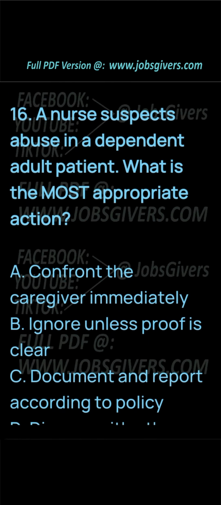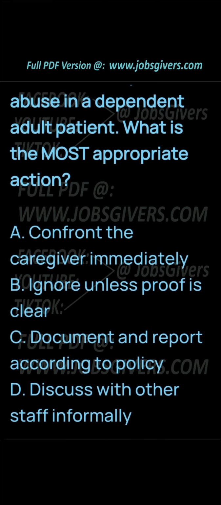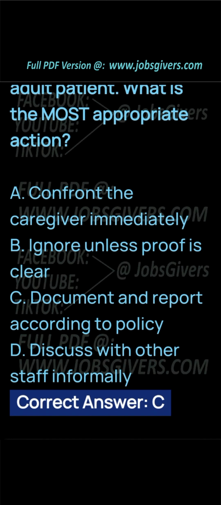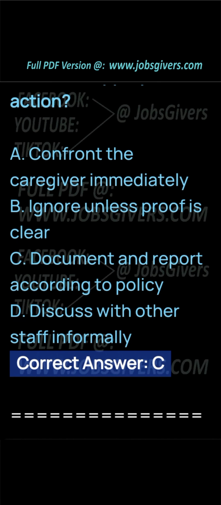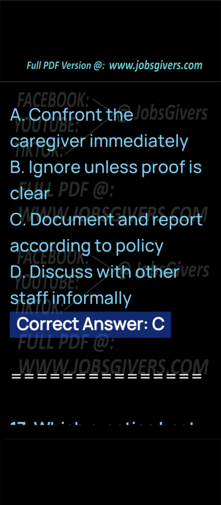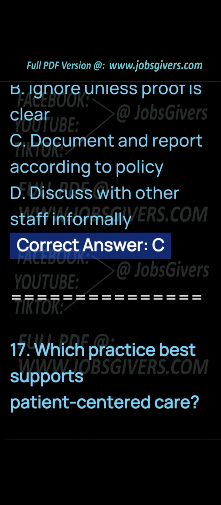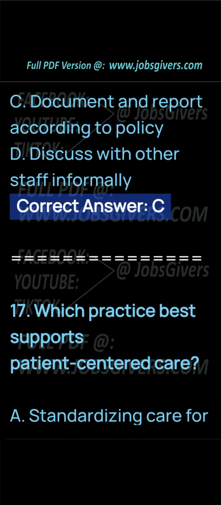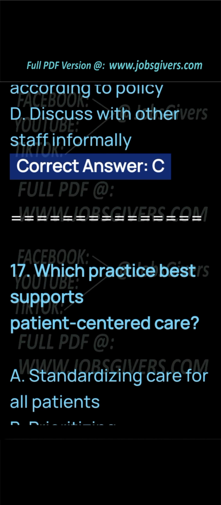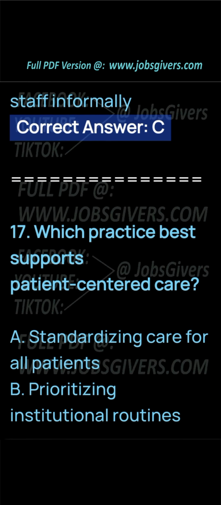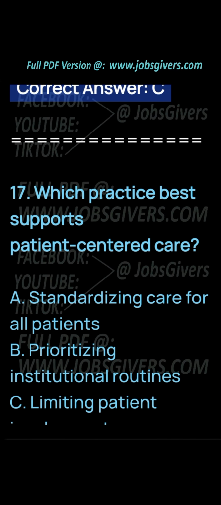Question 16. A nurse suspects abuse in a dependent adult patient. What is the most appropriate action? A. Confront the caregiver immediately. B. Ignore unless proof is clear. C. Document and report according to policy. D. Discuss with other staff informally. Correct answer C.